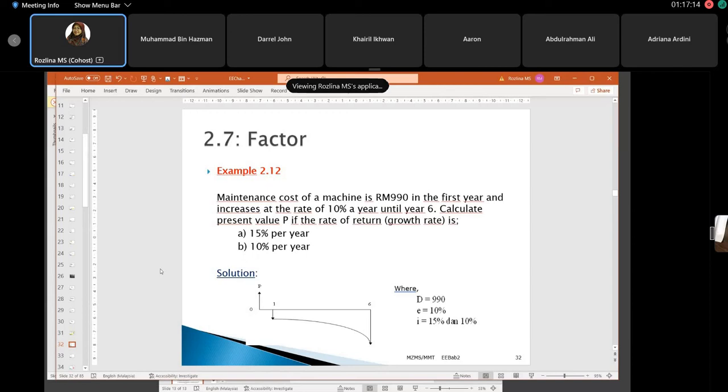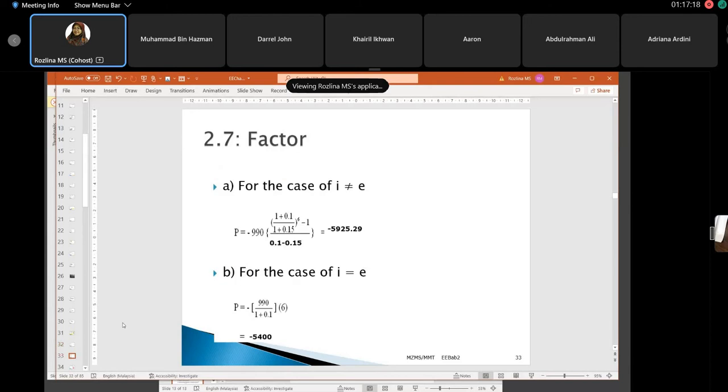So how do we want to settle this question? You look at the slide, so you can see there is no shortcut. So just use the formula.